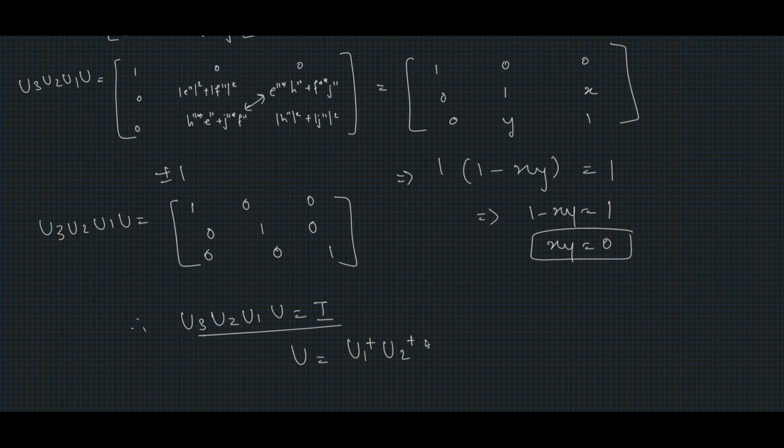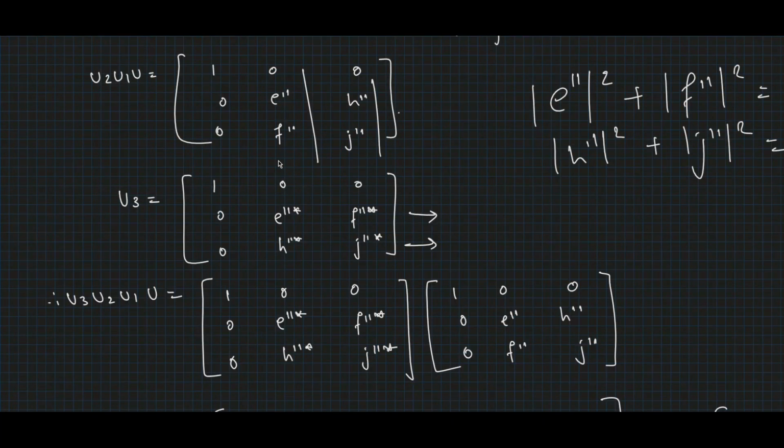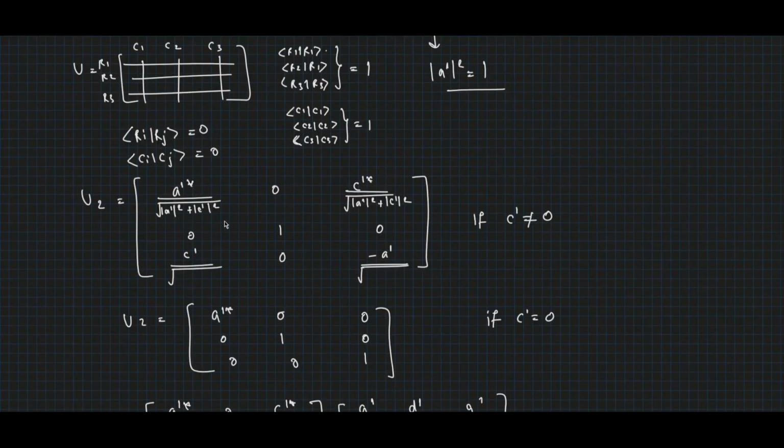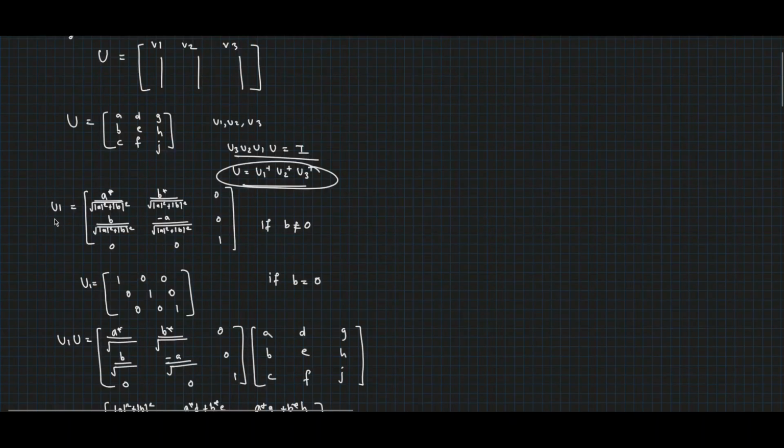and this implies that U can be decomposed as U1 dagger, U2 dagger, U3 dagger, where U1, U2 and U3 are all two-level unitary matrices, where you can see U3 has only two rows or two columns which are non-trivial. Similarly, U2 also has two columns or two rows which are non-trivial, and the same goes for our U1.